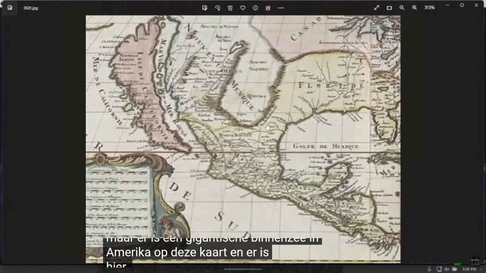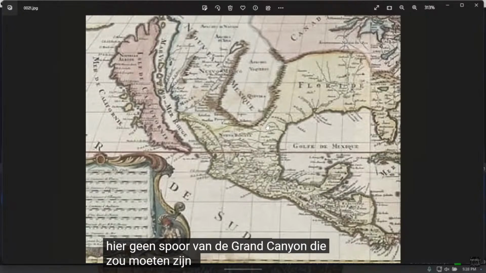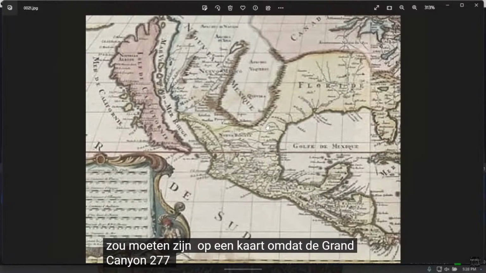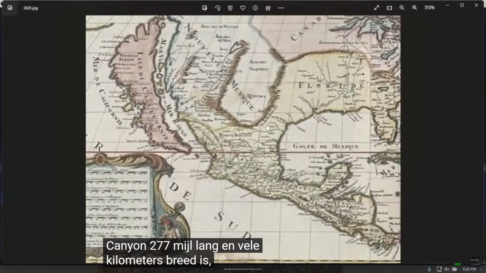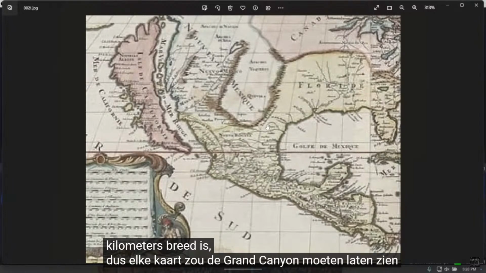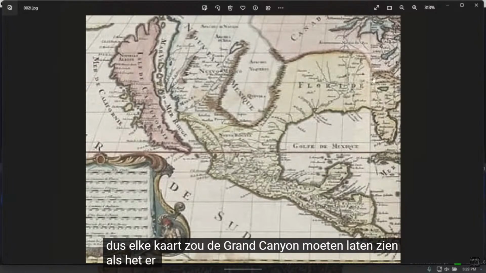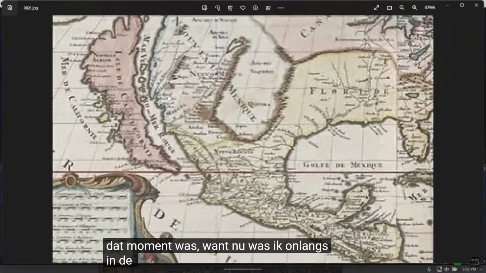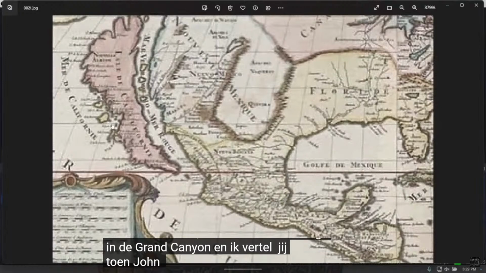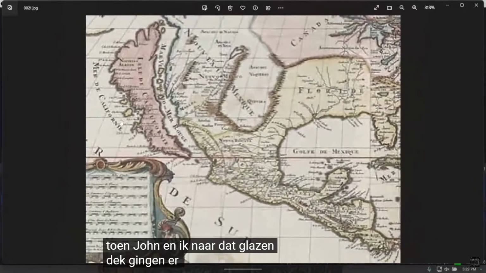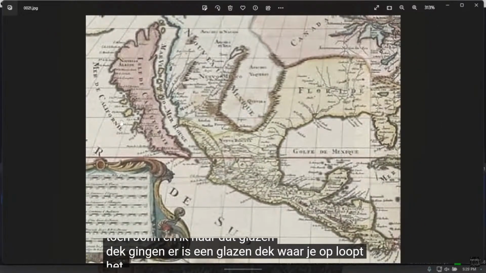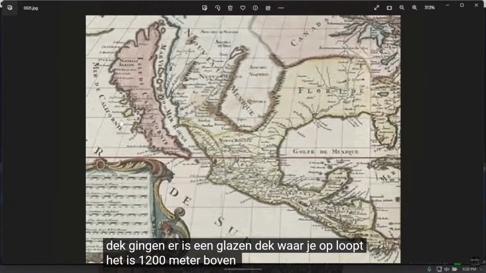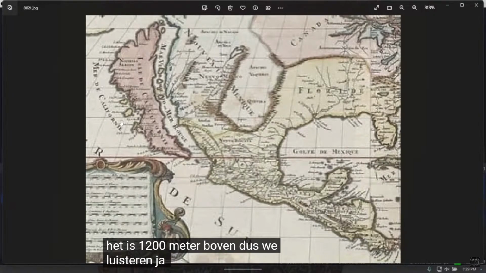And there's not a hint of the Grand Canyon here, which should be on a map because the Grand Canyon is 277 miles long and many, many miles wide. Every map should show the Grand Canyon if it was there at that time. I was recently at the Grand Canyon, and when John and I went onto that glass deck you walk out on, it's 4,000 feet above. Yeah, it's crazy. Don't jump up and down.